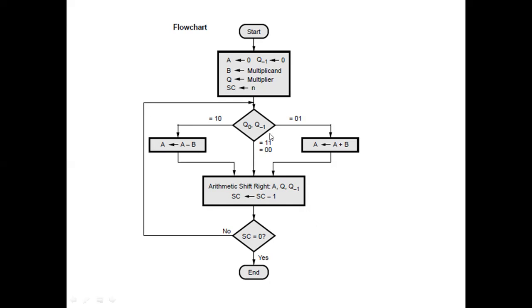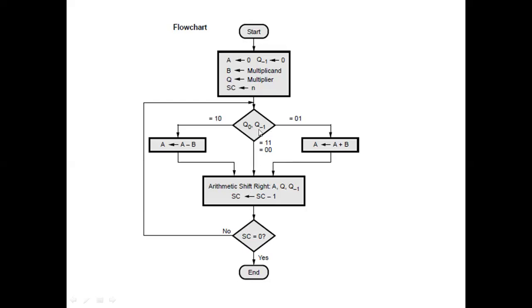In this decision making, the 2 bits Q0 and Q minus 1 should be referred to perform the entire multiplication operation. Here, 4 combinations are possible: 0 0, 0 1, 1 0, and 1 1. These 4 combinations perform the entire task. If Q0 and Q minus 1 contain 1 1 or 0 0, we perform only an arithmetic shift right operation. Then, based upon the sequence counter, it continues the operation or ends the multiplication.